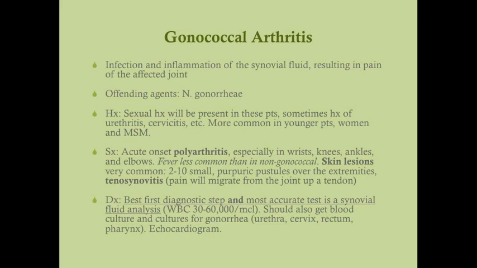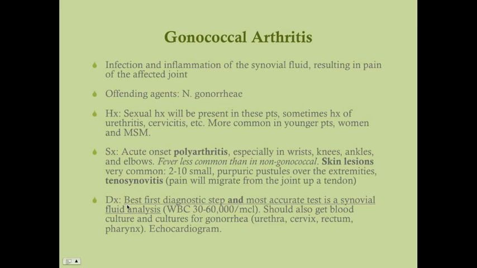So when you have a polyarthritis in a younger person, and they have skin lesions, definitely that should point you towards gonococcal arthritis. Now, arthritis plus a rash, not skin lesions, could point you towards Lyme disease, but that's going to be Erythema migrans, the target lesion. With gonococcal arthritis, you'll have small purpuric pustules over the extremities, so over the arms or the legs. And I'll show you a picture of what that looks like. Also, as I mentioned, these patients tend to have not only pain in their joints, but the pain will run up their tendons.